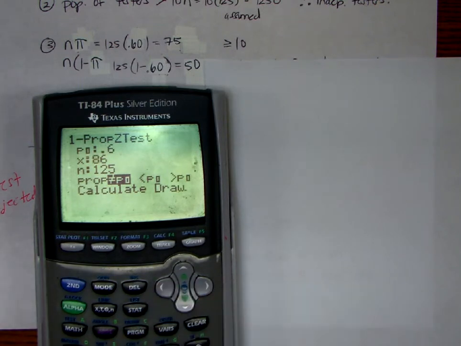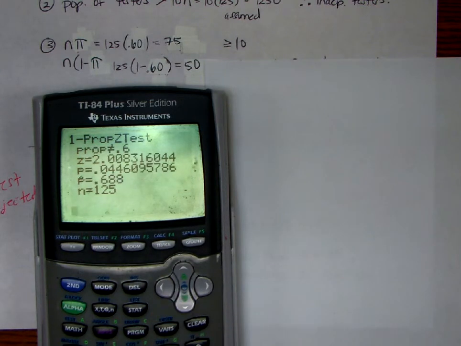Notice they're not asking for what p hat is. P hat is 0.69. They're asking for how p hat was computed. So they took 86 out of 125. And then I hit calculate for not equals to. Write down your z value, write down your p value, and make your conclusion.